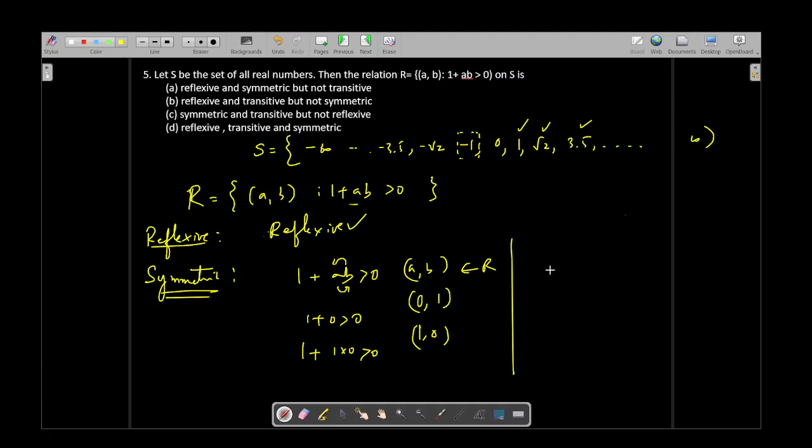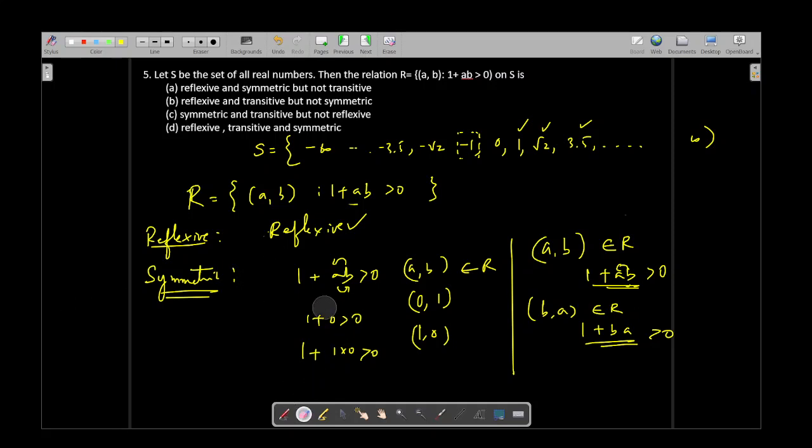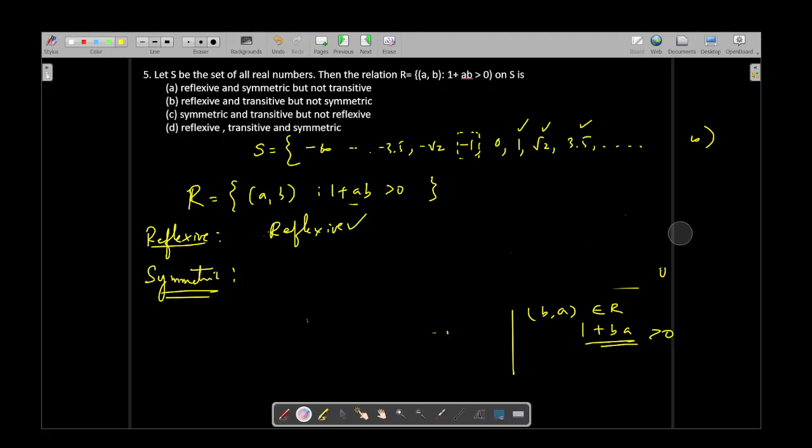What I mean is, if I have a pair (a, b) which is a member of R, it satisfies 1 plus ab greater than 0. Then if I interchange the two elements, (b, a) also has to be a member of R. If 1 plus ab is greater than 0, then 1 plus ba is also greater than 0, because we are only interchanging the elements in the product. So this is symmetric as well.